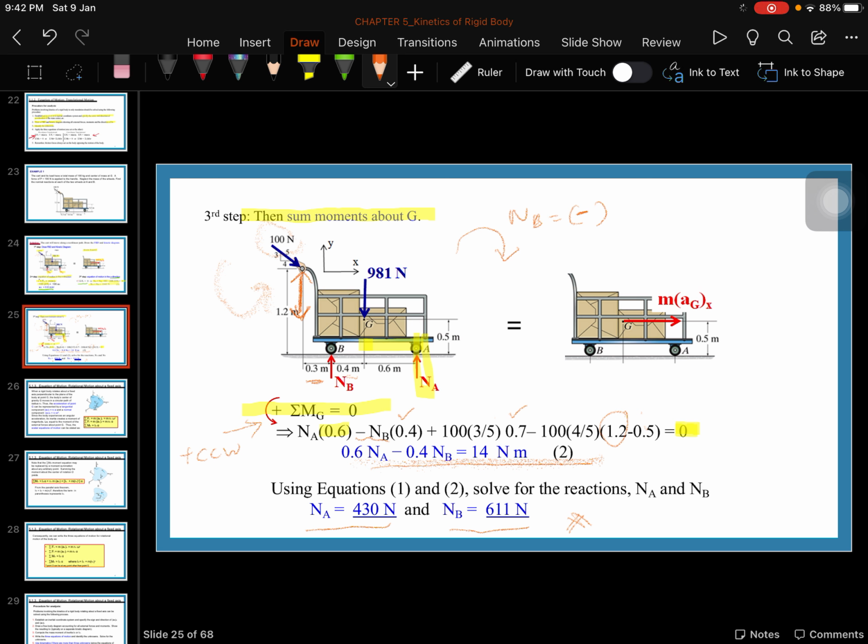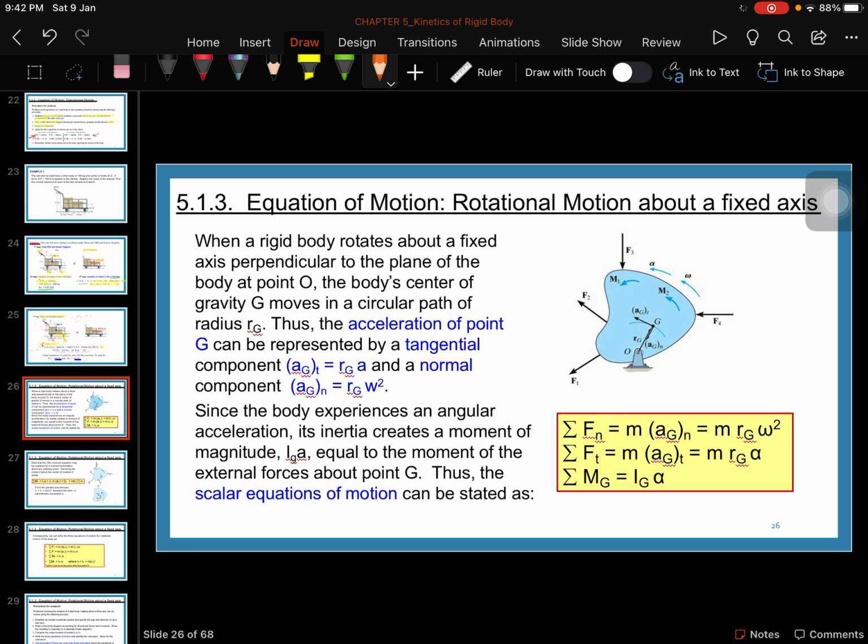Okay, so next video we will learn the equation of motion for rotational motion about a fixed axis.